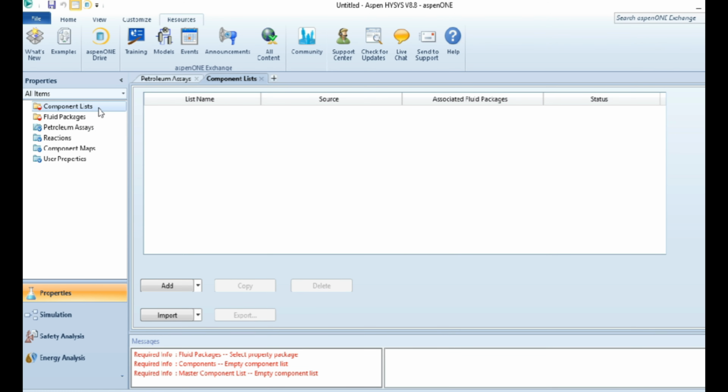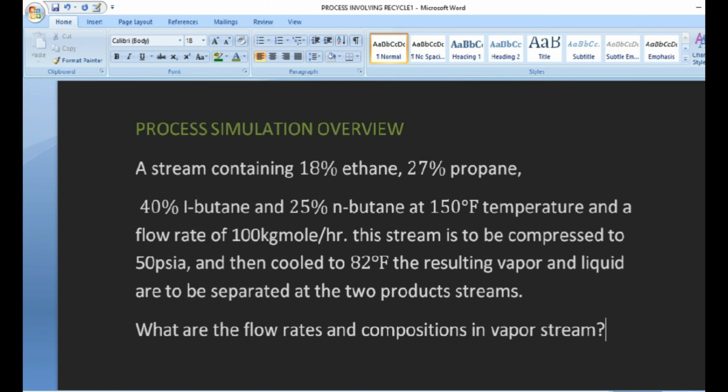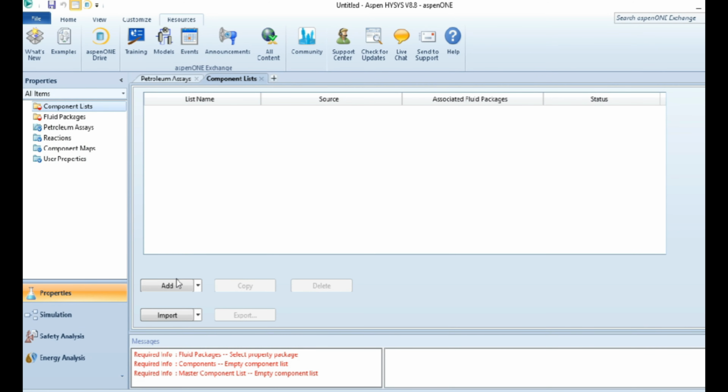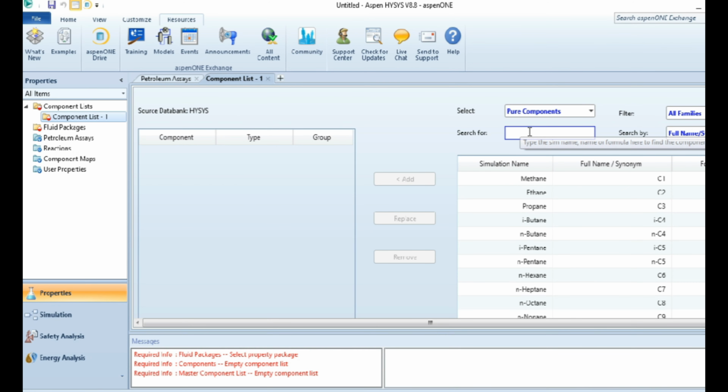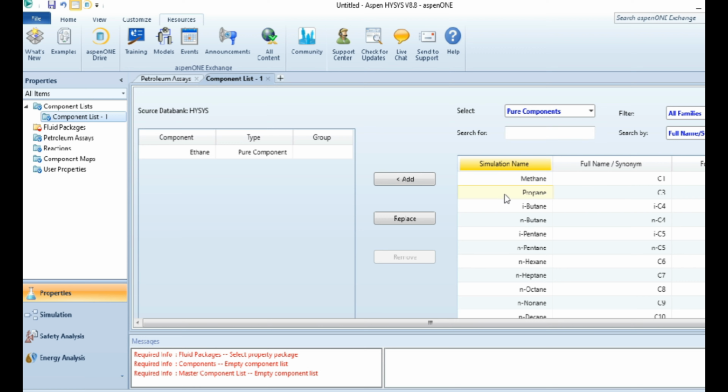From the question I have ethane, propane, i-butane and n-butane. So let's select our components. In the search bar, you either type the name of the component, its chemical formula, or its synonym. As you can see, here is our ethane, then you add it. Propane, you add. You have i-butane, you add it. You have n-butane, then you add.